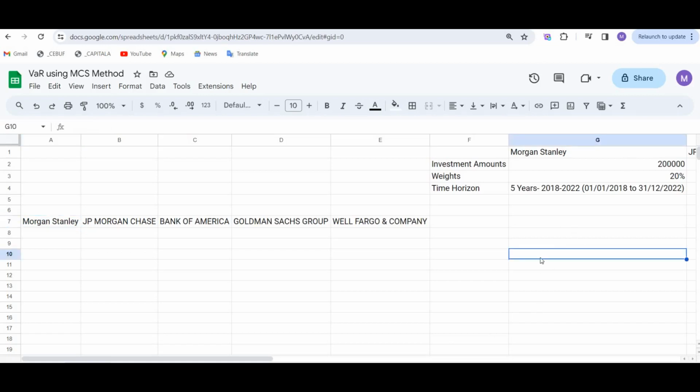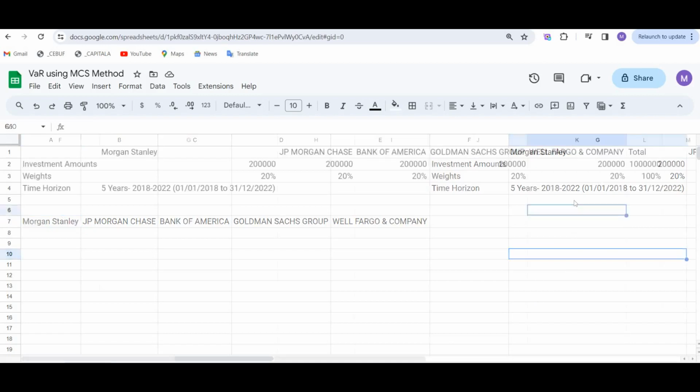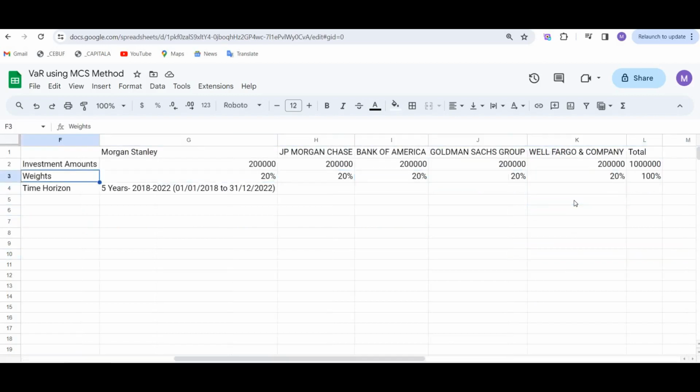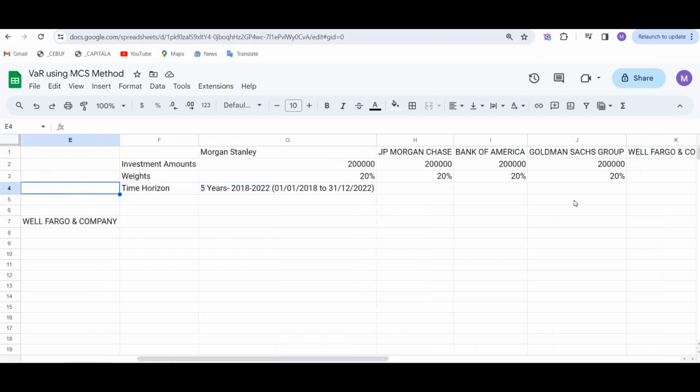I have decided to invest in 5 companies: Morgan Stanley, JP Morgan Chase, Bank of America, Goldman Sachs, and Wells Fargo & Company. The total investment amount is 1 million, with each stock having an investment of 200,000. The investment period is from January 1, 2018 to 31st December 2022.